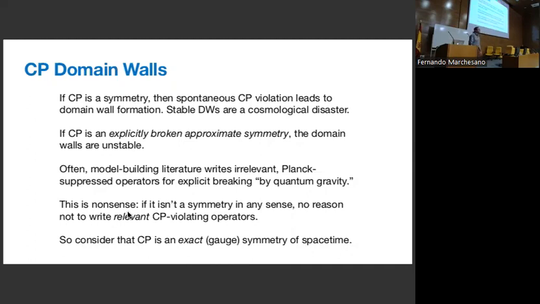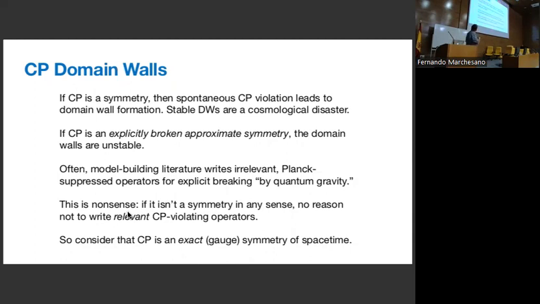And stable domain walls are a cosmological disaster. They redshift more slowly than matter or radiation. They dominate the energy density of the universe, and they don't lead to the hot Big Bang cosmology that we see experimental evidence of.